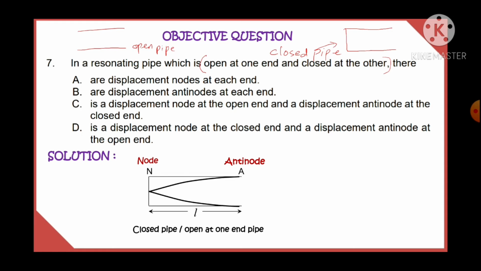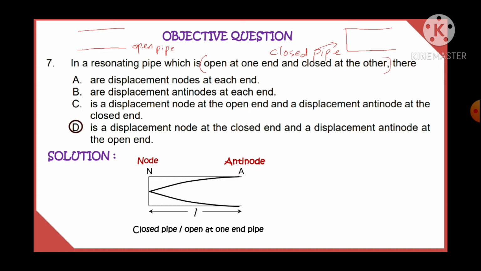For the closed pipe, at the closed end, it will produce the displacement node. And at the open end, it will produce the displacement antinode. That's the condition. Meaning that at the open end is antinode, at the closed end is node. Because of that, which statement is correct? A, B, C or D? If you read carefully, D is the correct answer: a displacement node at the closed end and displacement antinode at the open end.